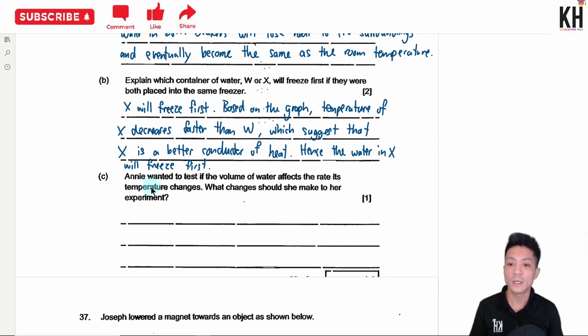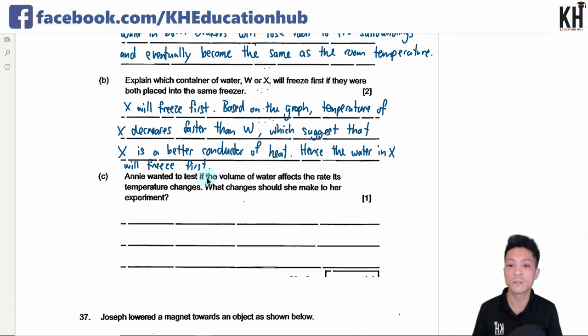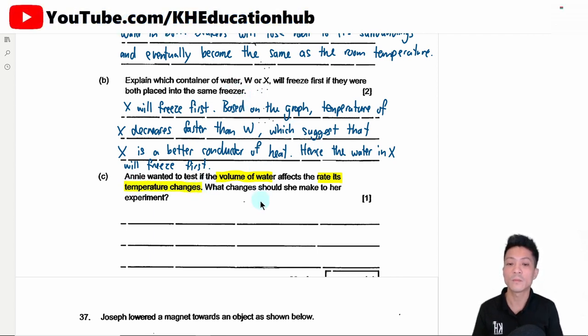Okay, part C. Amy wanted to test if the volume of water affects the rate of its temperature change. So she wants to find out if the volume of water affects the rate its temperature changes. What changes should she make to the experiment?